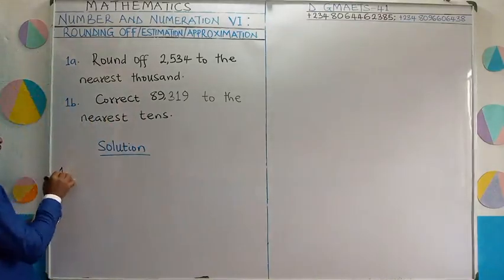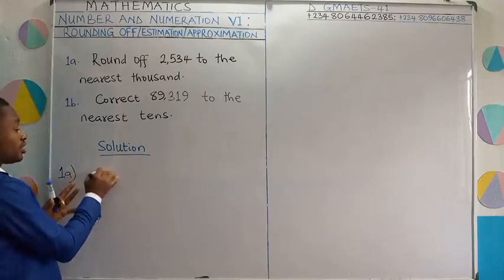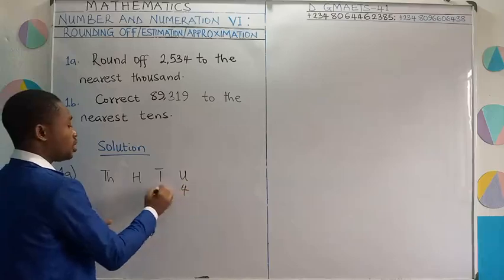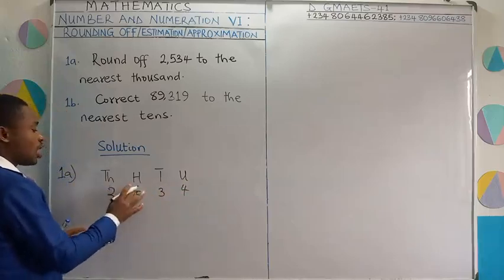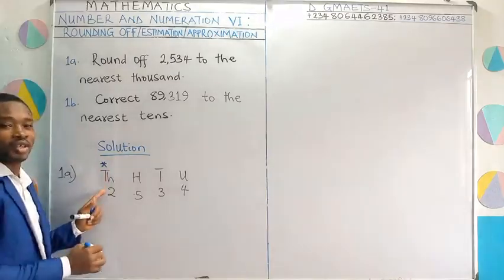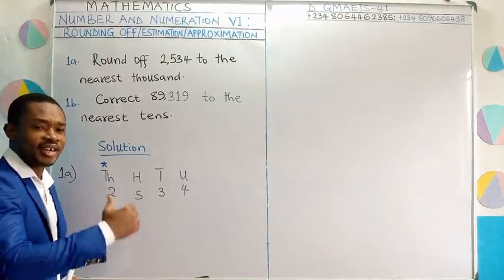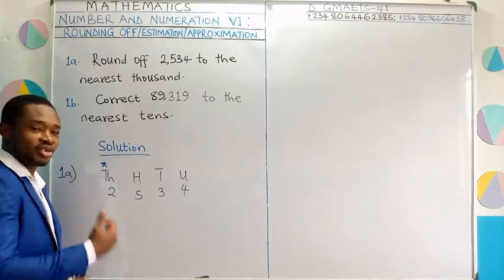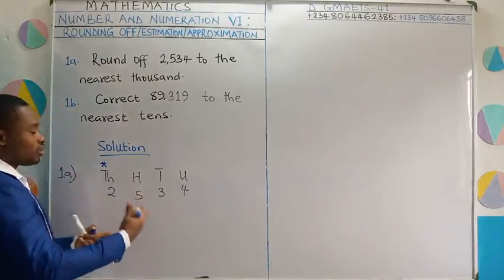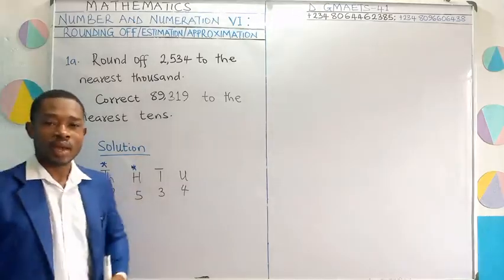So we go. The first question, 1A, we have to round off 2,534 to the nearest thousand. Now, if you look at this, the place values are thousand, 100, tens, and units. So we have 2, 5, 3, and 4. And we are rounding off to the nearest what? 1,000. So what will I do? I have to identify that place value and then identify another place value, the lesser one just to the right hand side of this 1,000. And the lesser place value to the right hand side of this 1,000 is 100. So these 2 place values will be my interest.